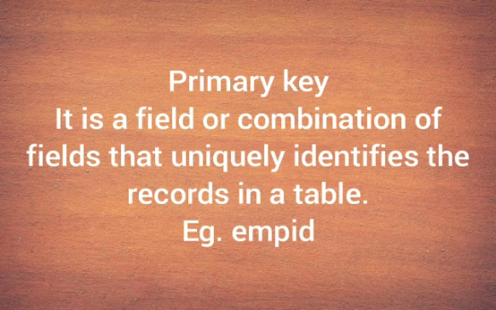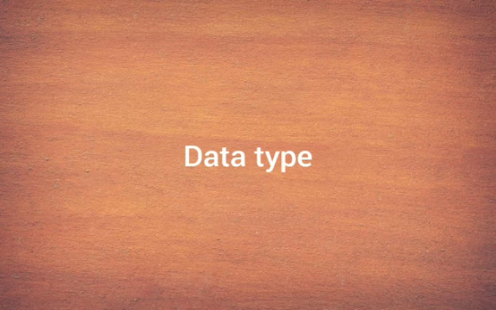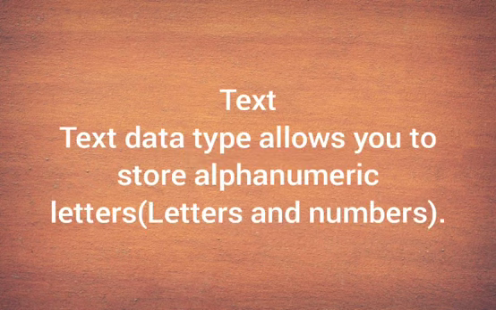Primary key. It is a field or combination of fields that uniquely identifies the records in a table. A primary key field cannot have repetitive values and cannot be left blank. Data type. Data type means what kind of data is to be stored in each field. MS Access provides different data types and each type has a specific purpose.